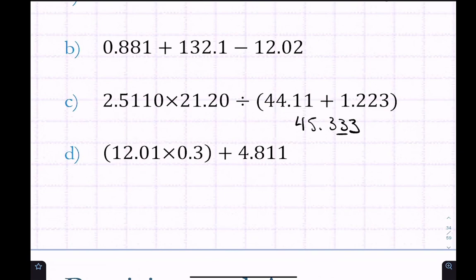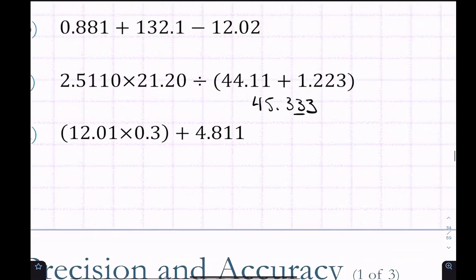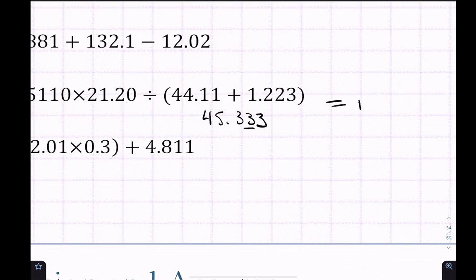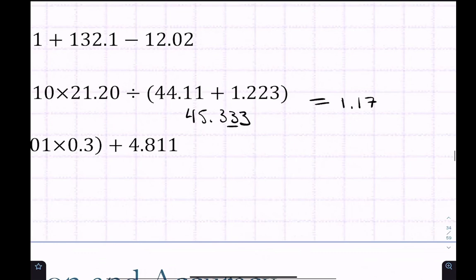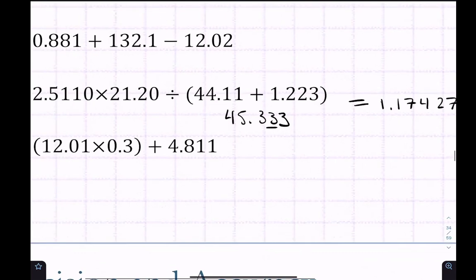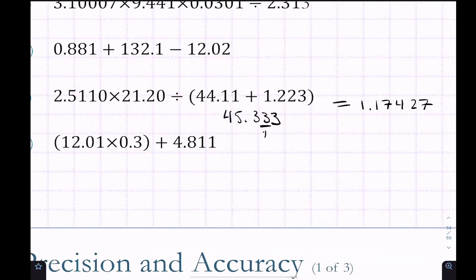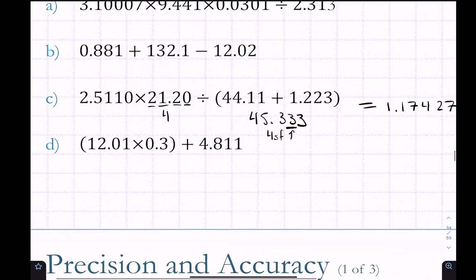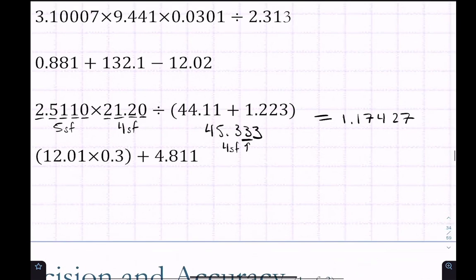Now we can take that whole number, plug it into our calculation. So we're going to do the 2.5110 times 21.20 divided by 45.333. And so then the result of that is going to be 1.17427. Right, so now this was my last significant digit here, this 3. So that means that this has a total of 4 sig figs. This one has how many sig figs? 4. And our last number has how many? 5. Yeah, 5. So smallest number of sig figs is 4. So our final answer here will be 1, 2, 3, 4 sig figs: 1.174. And that would be the reported answer.